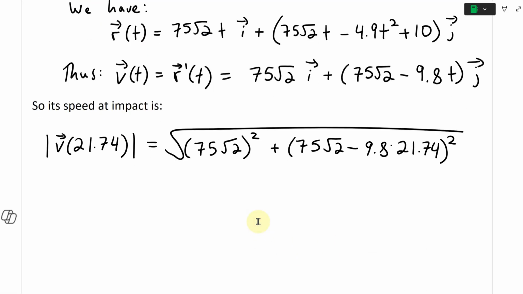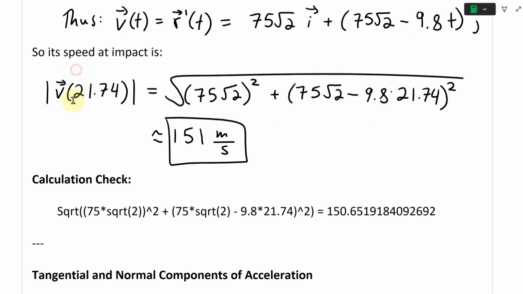And now if you plug this into the calculator, it's going to be roughly equal to 151 meters per second. Yeah, this is going to be meters per second, like that. So that's the velocity upon impact. All right, that's what we have, 151 meters per second.